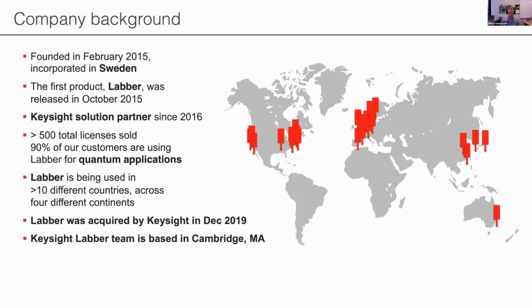The company was founded back in 2015, was at that point headquartered in Sweden, and we've been working with Keysight since 2016. We're mainly selling the software for quantum applications. I think roughly 90% of our customers are doing some sort of quantum application, and Labber is being used in a large number of countries all over the world. The company was acquired by Keysight back in late 2019, and since then we've set up a specific Keysight office in Cambridge, Massachusetts, so close to Boston, where MIT is. And that's also where I'm currently located.